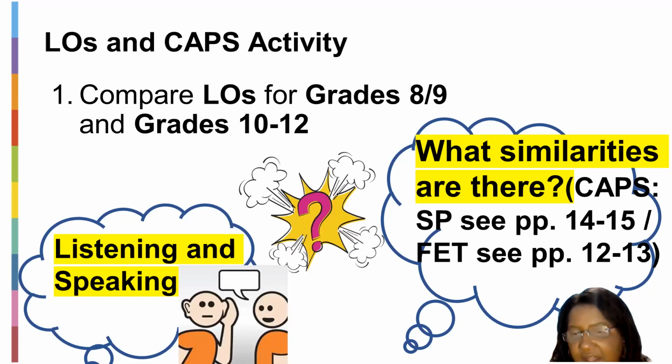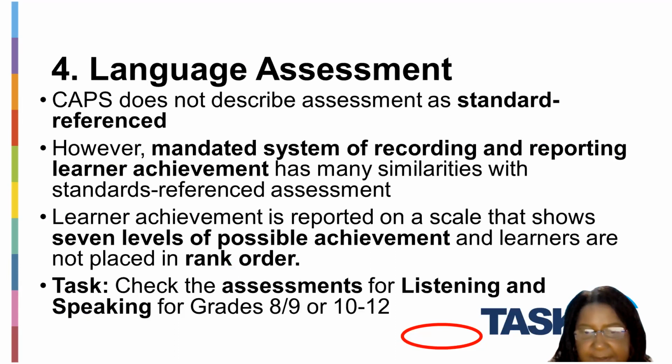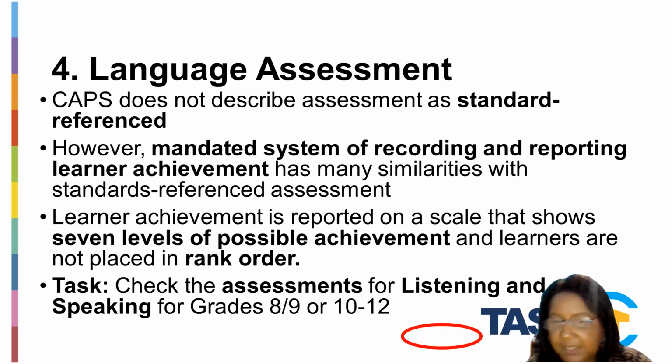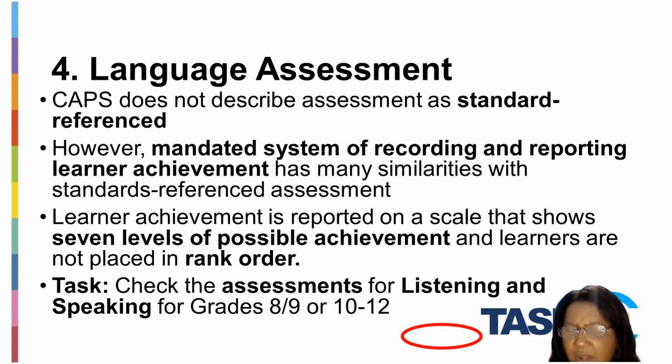Then language assessments. So what have we done so far? We have done a bit of a history of South Africa in terms of our democracy, pre-1994 and post-1994. Number 2, we looked at the national curriculum statements. We also looked at the learning outcomes for languages, and now we're going to look at language assessments. How are we supposed to assess language? That's also given to us.